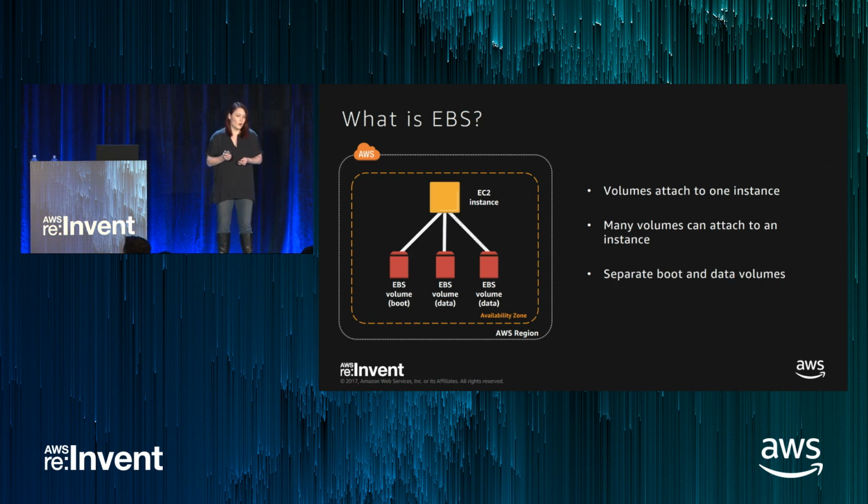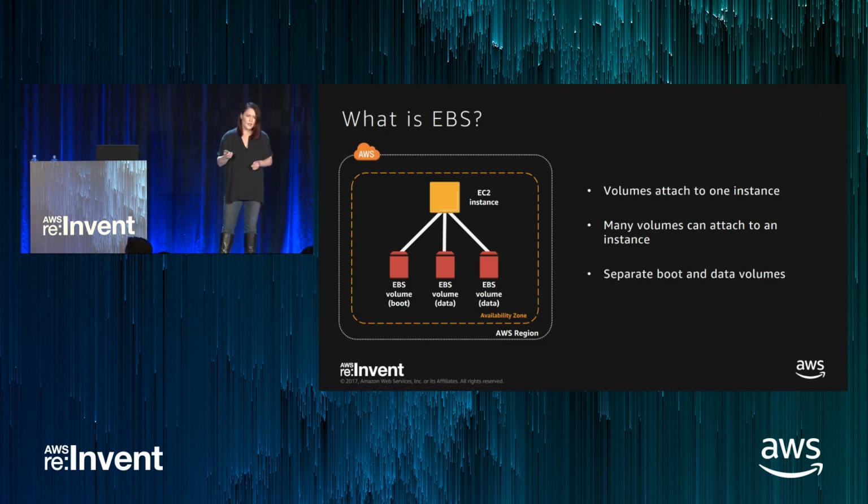So a little bit more on EBS. You can attach EBS volumes to only one EC2 instance, but you can attach a ton of EBS volumes to a single EC2 instance. And people regularly do that when you need more performance than a single volume can provide. We do recommend that you separate your boot and your data volumes. So keep your boot volumes small, move your data volumes around as necessary.